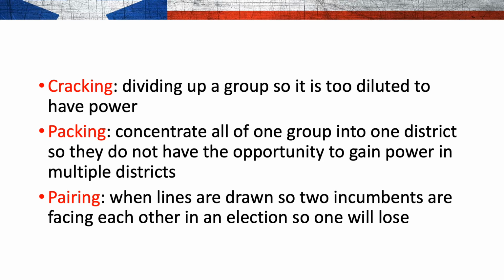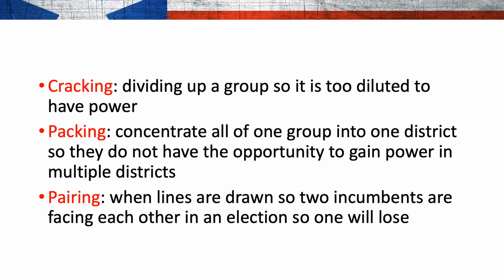Packing would be when you concentrate all of one group into one district, so they don't have the opportunity to gain power in multiple districts. So if you have those 3 districts again, and you put all of the Democrats in one district, well, then they'll have control of that district. They won't have any say in the other 2 districts.